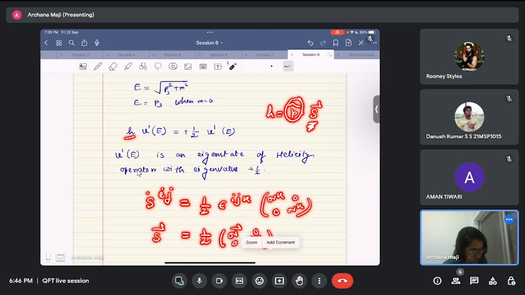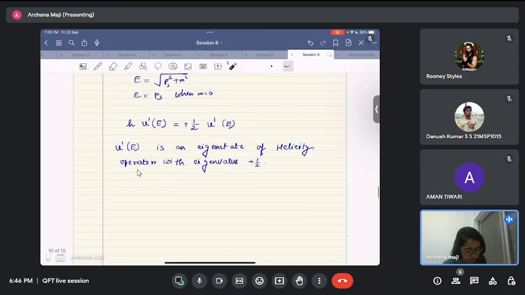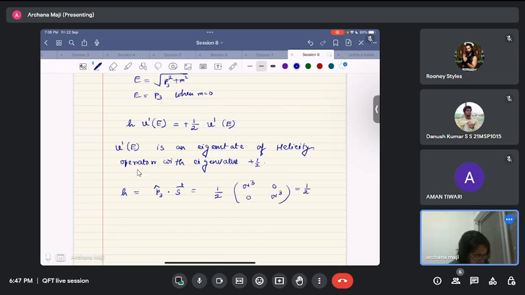So when the particle is moving along the z direction, p3 unit vector dotted with S becomes half sigma_3 0 0 sigma_3. Okay, so the helicity operator is half of (1, minus 1, 1, minus 1).